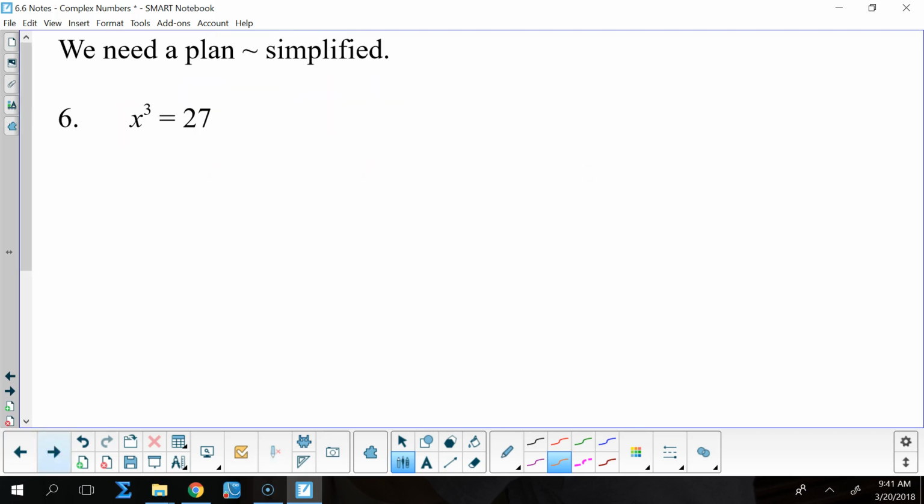So let's simplify that plan. Okay? The first thing that you are going to do is you are going to put it in complex form. So 27 written in complex form would be 27 plus 0i.